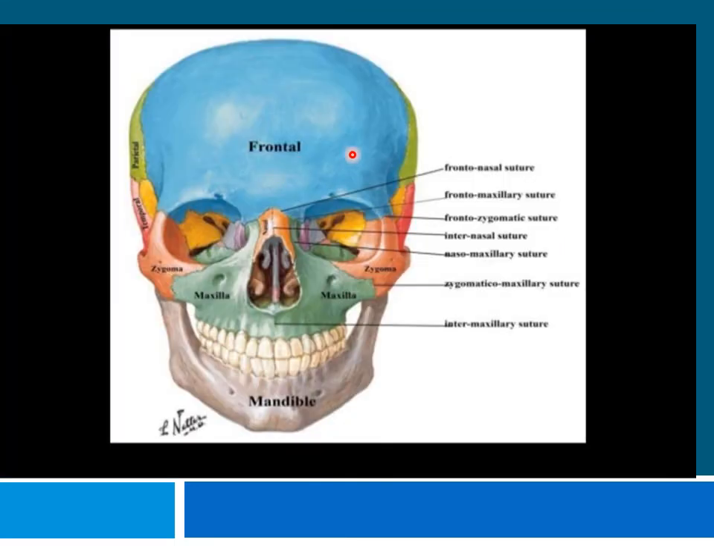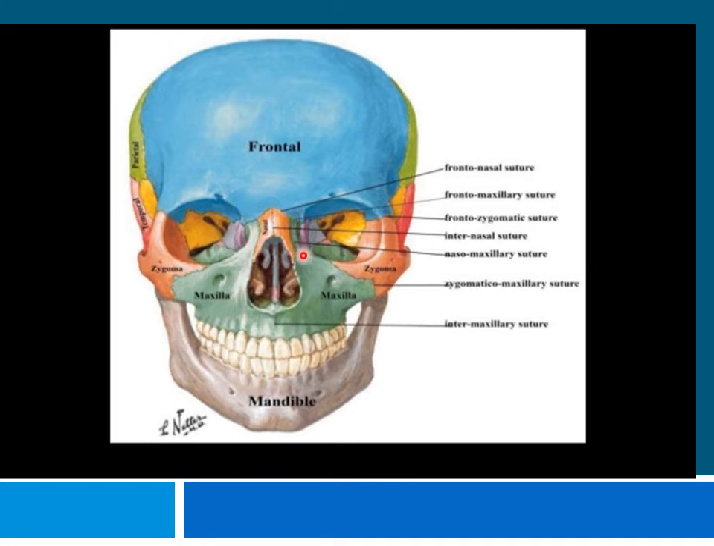So bones in the norma frontalis: we can see the frontal bone, the zygomatic bone, maxillary bone, and the nasal bone. And there are various sutures between the bones. Between the frontal and the nasal bones we have the frontonasal suture.